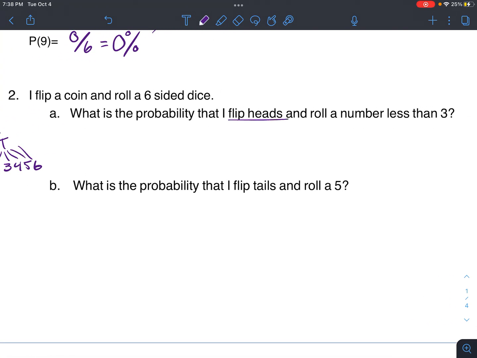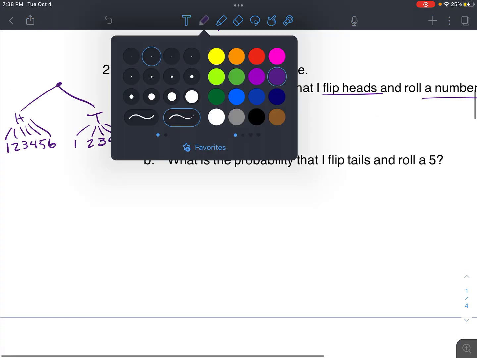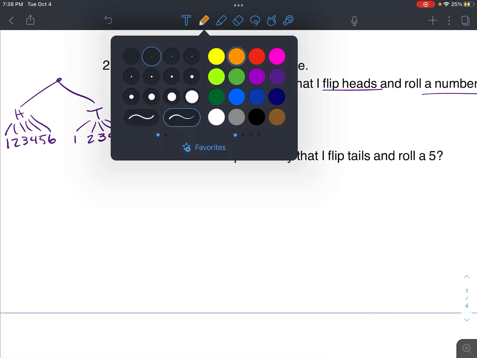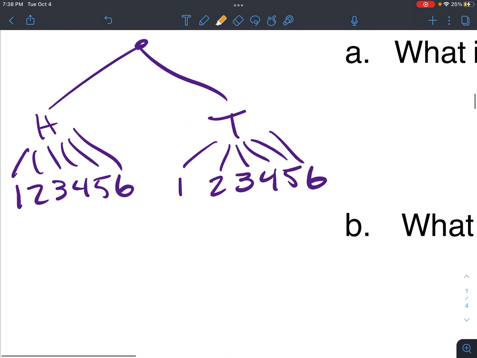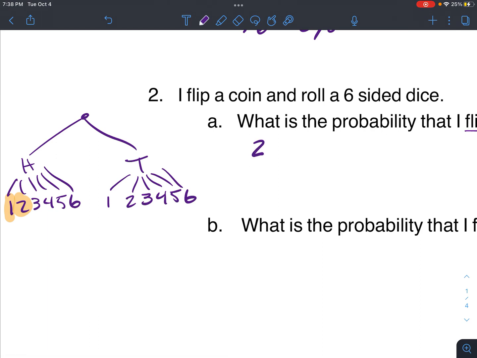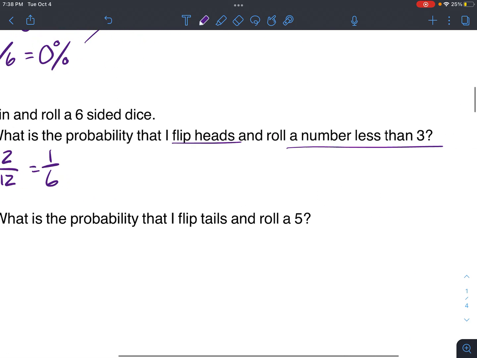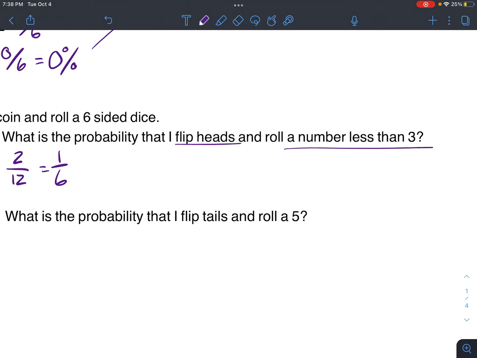What is the probability that I flip heads and roll a number less than 3? The only time we need a heads, and we need less than 3. So that's only a 1 or a 2. Our desired outcomes from this bottom row, there's 2 of them, and our total outcomes is 12. So that's 1, 2, 3, 4, 5, 6, 7, 8, 9, 10, 11, 12. So 2 over 12, or 1 over 6.